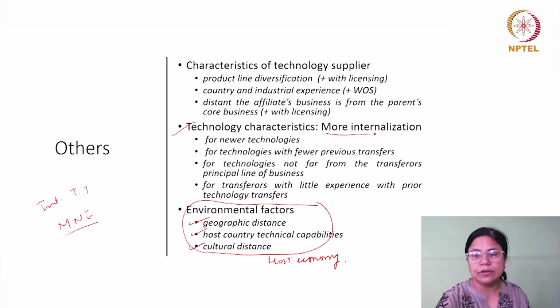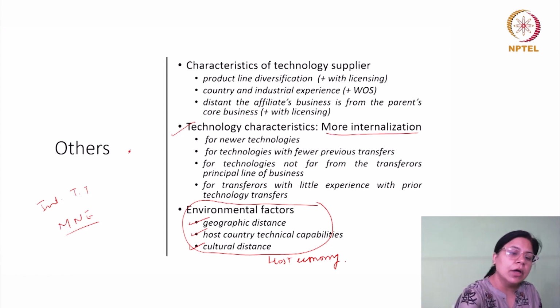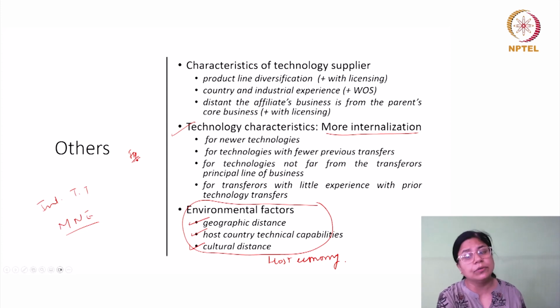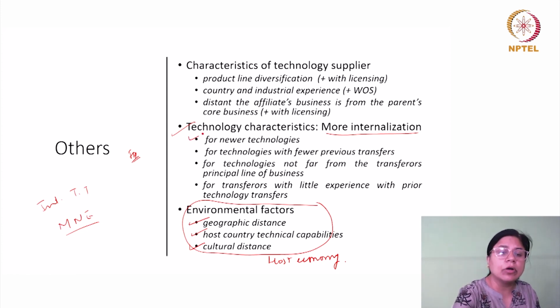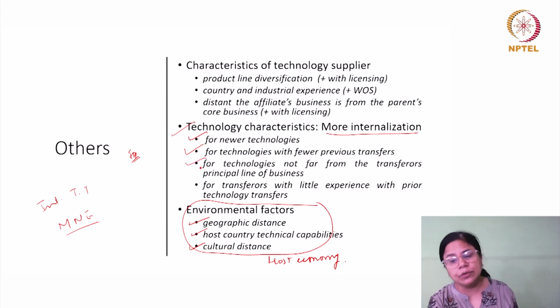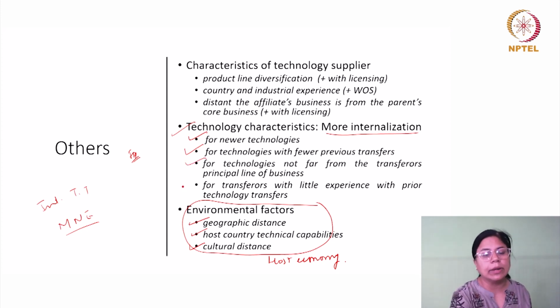More internalization, that means going towards foreign direct investment or establishing your subsidiary or a wholly owned subsidiary, will be preferred if the technology they are talking about is newer, if it has had very few examples of previous transfers, if the technology is not very far away from the main business line of the company, because they would want to keep the core technology close, and if the transferors have very little experience of earlier transfers, that would also impact their final choice.